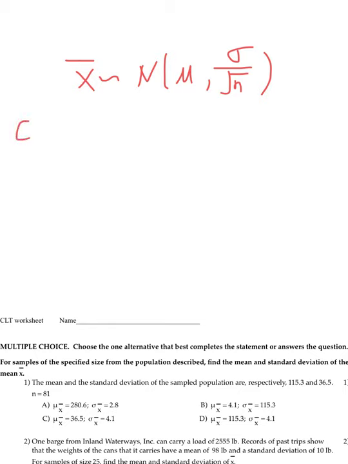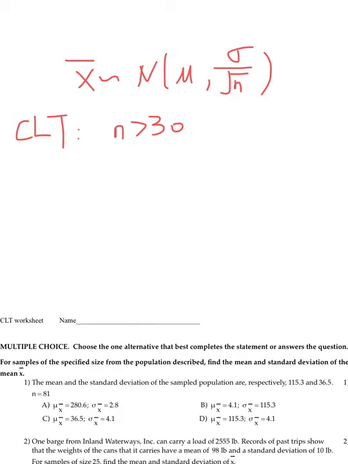Central limit theorem, CLT for short, works if our sample size is larger than 30. If our sample size is larger than 30, no matter whether the population distribution is normal or not normal, we can always apply central limit theorem. So there is a tricky part for central limit theorem.